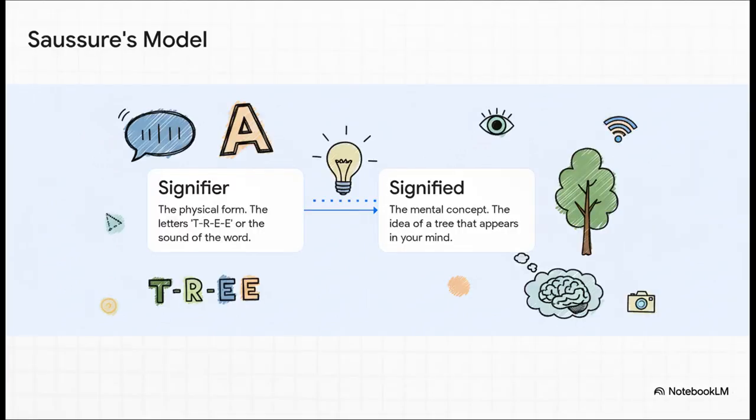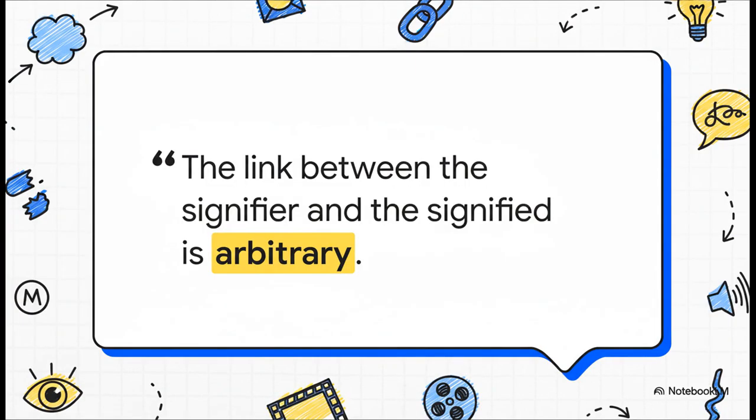Saussure gave us this really simple but incredibly powerful two-part model. He said every sign has two sides, just like a coin. First, there's the signifier. That's the physical part, like the sound of the word tree or the letters T-R-E-E you see on the screen. Then there's the signified, and that's the mental concept, the picture of a tree that just popped into your head.